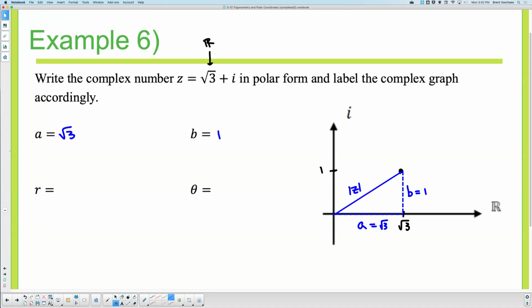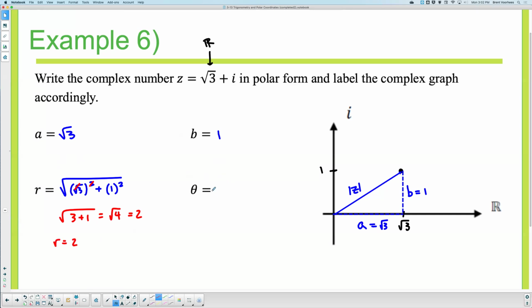b is 1. To find your r, remember what you do is you take the square root of x squared, or in this case, a squared. So square root of the square root of 3 squared plus the y squared, or in this case, the b squared. So here, this square root and this square cancel. And so it's the square root of 3 plus 1 squared, which is 1, which just means it's the square root of 4, which is equal to 2. So my r equals 2.